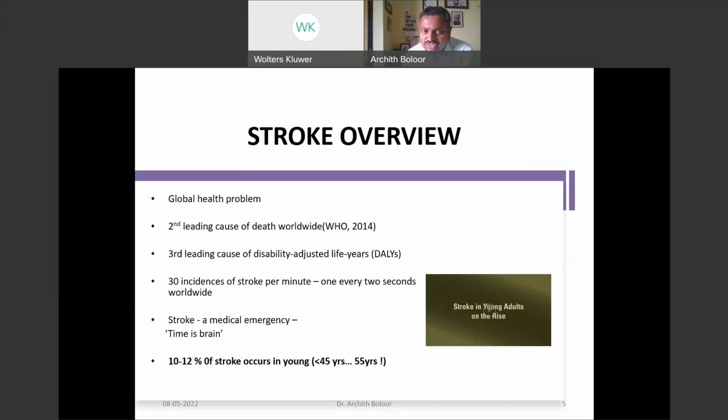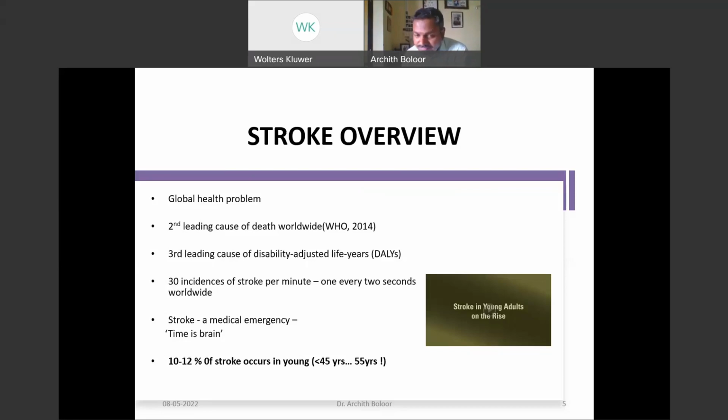As all of us know, stroke is one of the leading causes of death as you age, the second leading cause of death after coronary artery disease as far as medical diseases are considered. It is the third leading cause of disability-adjusted life years lost. Every minute we have 30 new incidences of stroke, and as we know, the further the time progresses, the recovery chances are much lesser.